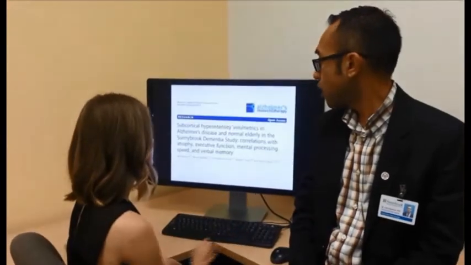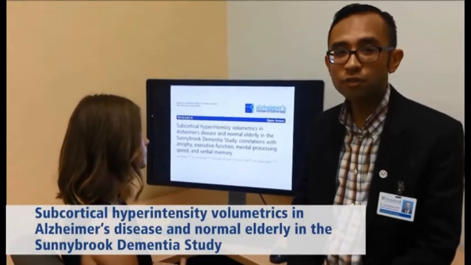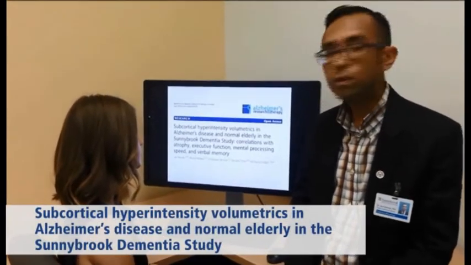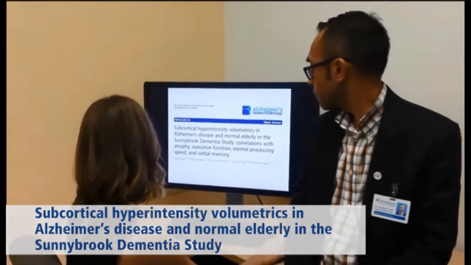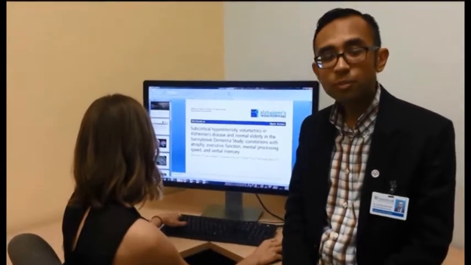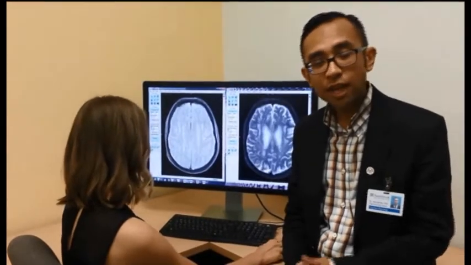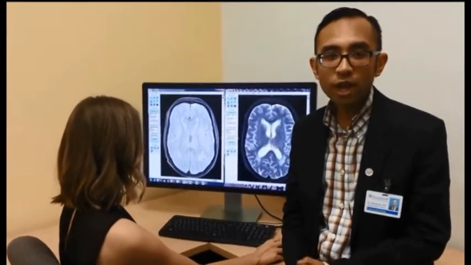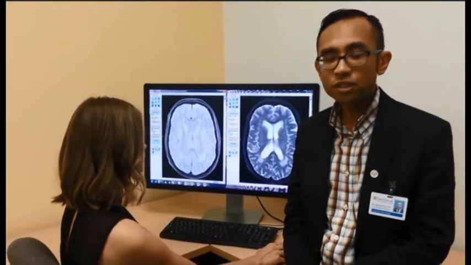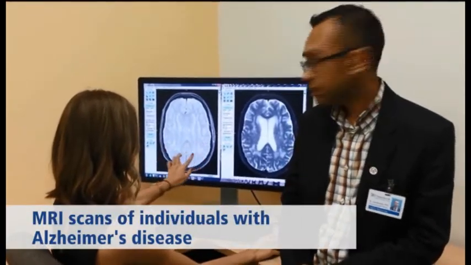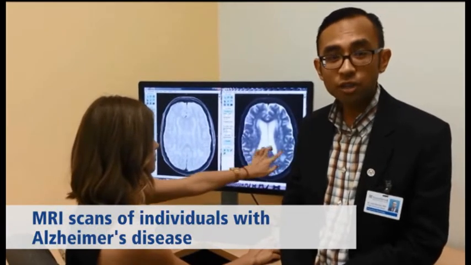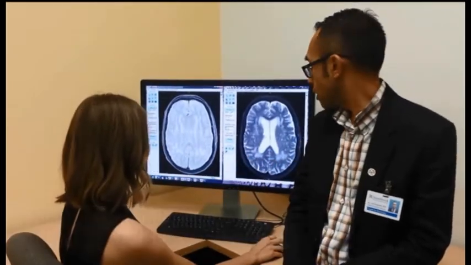The paper I'm going to be talking about is called Subcortical Hyperintensity Volumetrics in Alzheimer's Disease and Normal Elderly in the Sunnybrook Dementia Study. Which sounds really complicated, but basically what we did is we took MRI scans of the elderly with and without Alzheimer's, and we looked at signs of small vessel disease in their brain. These hyperintensities, called subcortical hyperintensities, are bright spots on MRI.